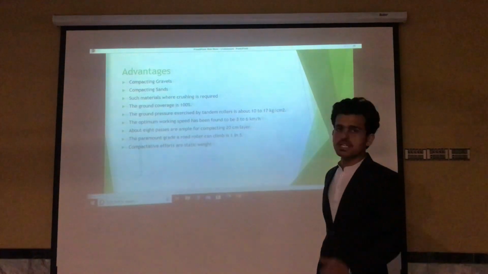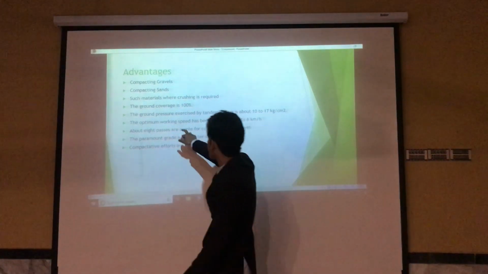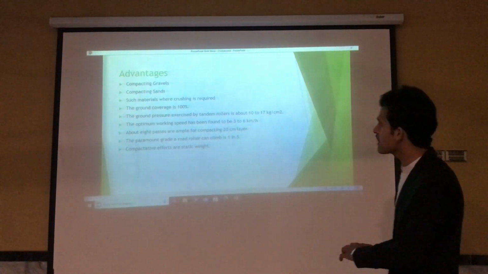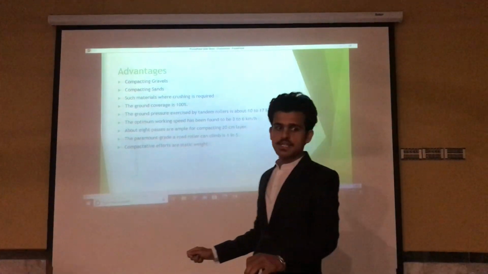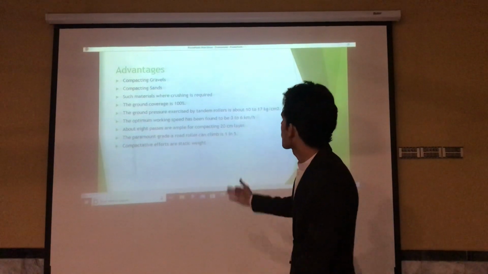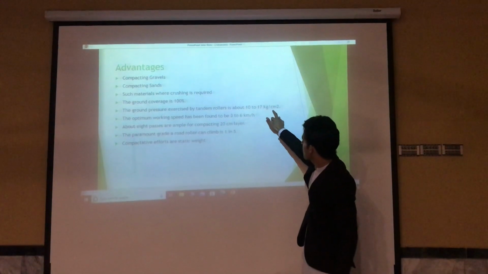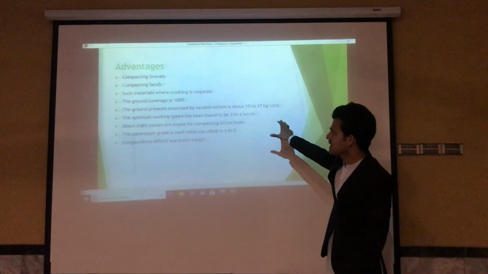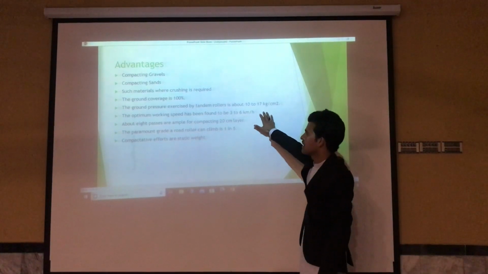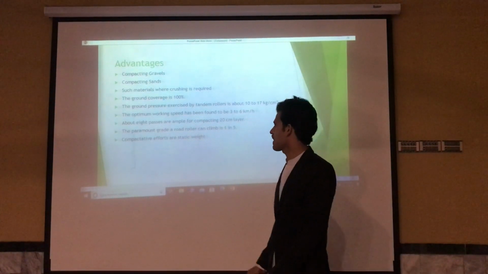Compacting sands, such material where crushing is required because of its heavy weight. The ground coverage is 100%. It means that if the length of the wheel is 12 feet or 10 feet, it must cover 10 feet of the ground. The ground pressure exercised by a tandem roller is about 10 to 17 kilogram per centimeter square. It is telling about ground coverage, and then the optimum working speed is 3 to 6 kilometer per hour.